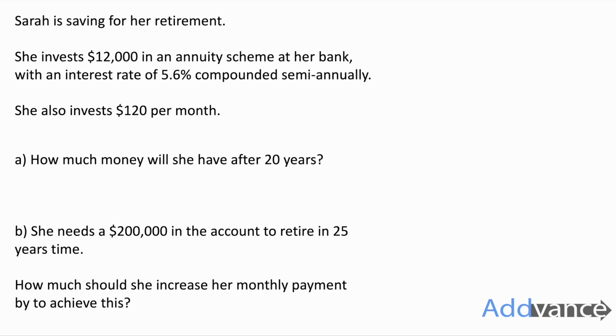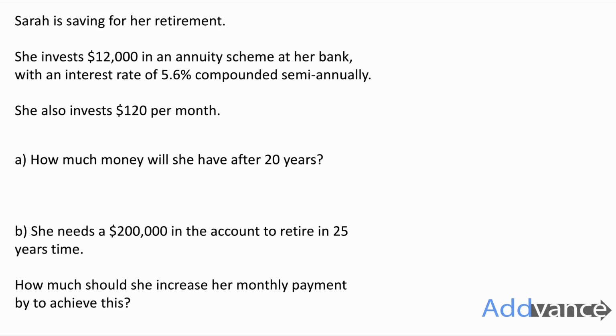It says Sarah is saving for her retirement. She invests $12,000 in an annuity scheme at her bank, with an interest rate of 5.6% compounded semi-annually. She also invests $120 per month. How much money will she have after 20 years?